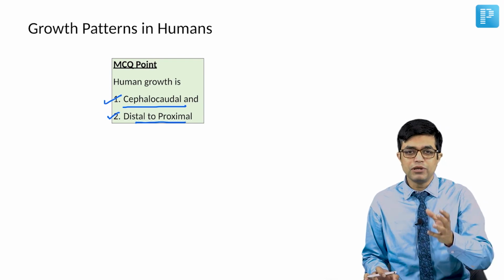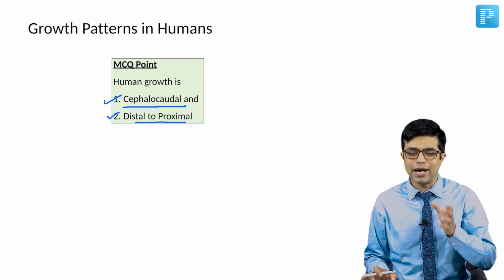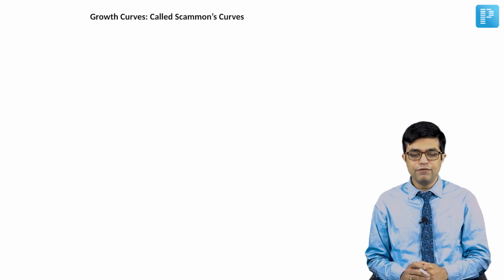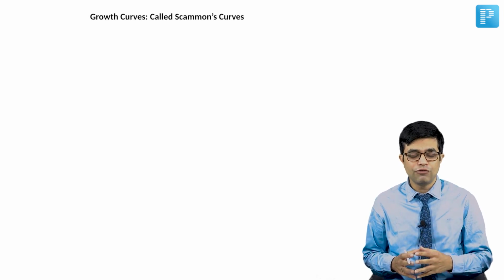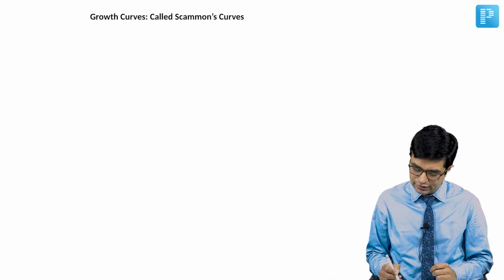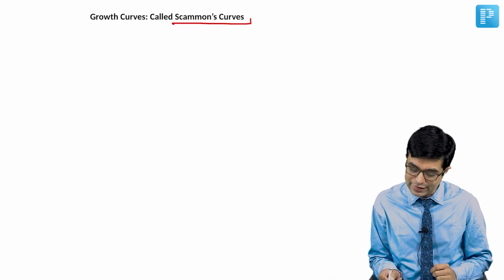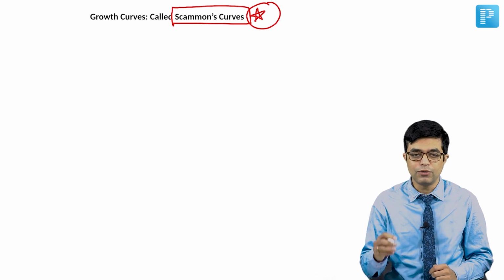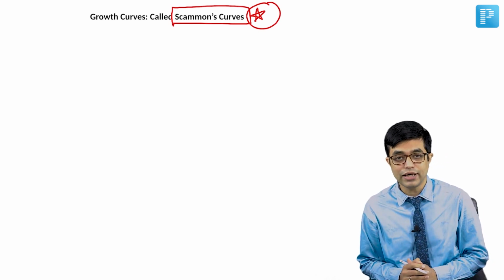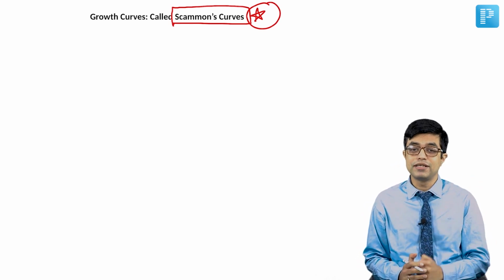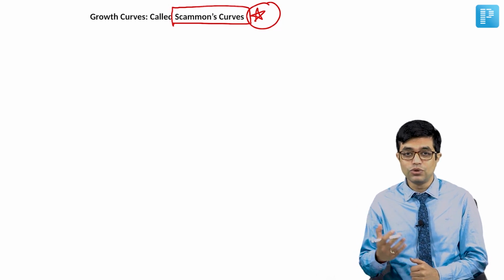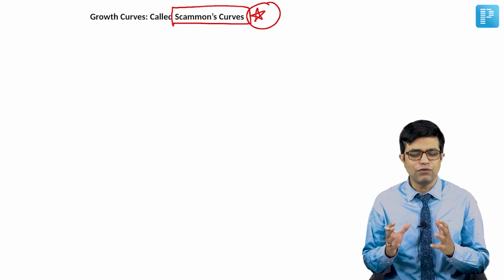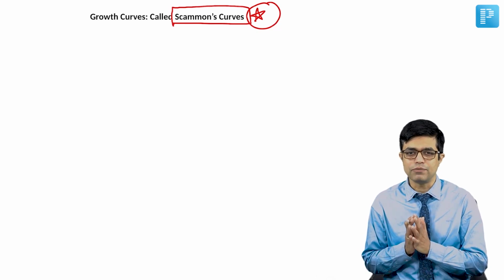But the entire human being does not grow in the same pattern. Different organs grow at different rates. And for that, we have the growth curves defined for four major organ systems. These growth curves are called Scammon's curves. This is important. You have been reading about Scammon's curves since your MBBS days, but probably you don't know that the name of these curves is Scammon's curves. So, Scammon's curves are defined for four major types of growth.